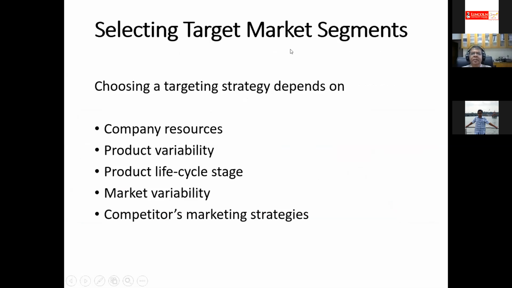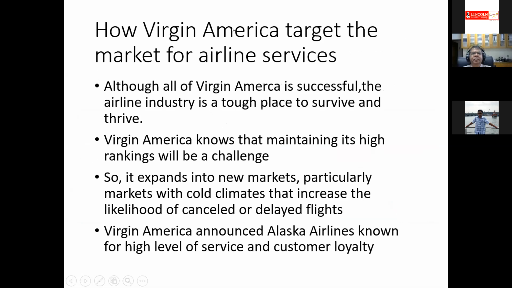Selecting target market segments. Choosing a targeting strategy also depends on company resources, product variability, product lifecycle stage, market variability, and competitors' marketing strategies. In Virgin America's case, although Virgin America is successful, the airline industry is a tough place to survive and thrive. Virgin America knows that maintaining its high ranking will be a challenge.